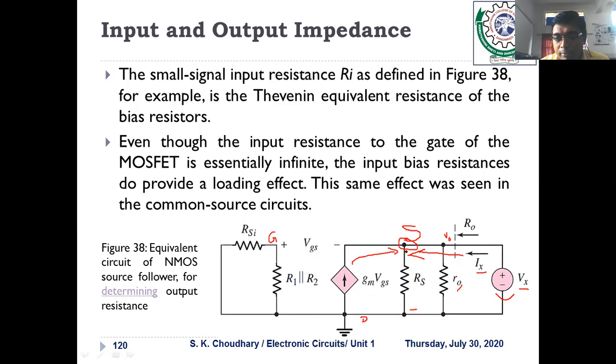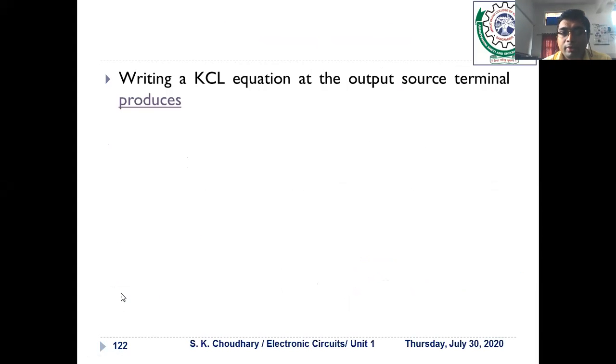The voltage across this terminal is Vx, so the current is Vx upon Rs. The second one is Vx upon R0. So these two are the outgoing currents. We can write here Ix plus gm VGS is equal to Vx upon Rs plus Vx upon R0.